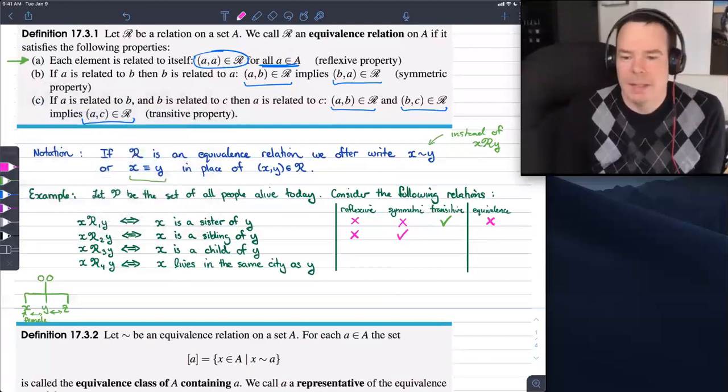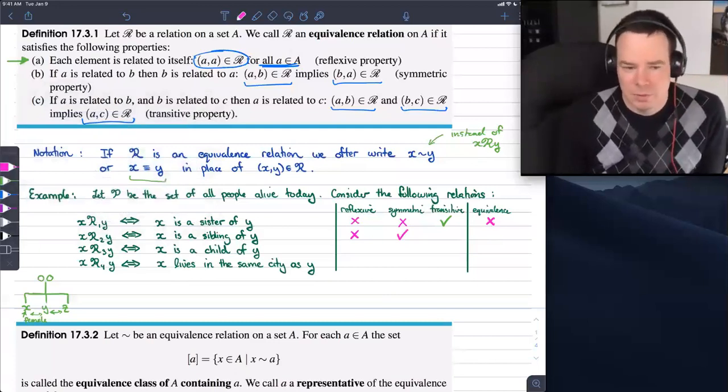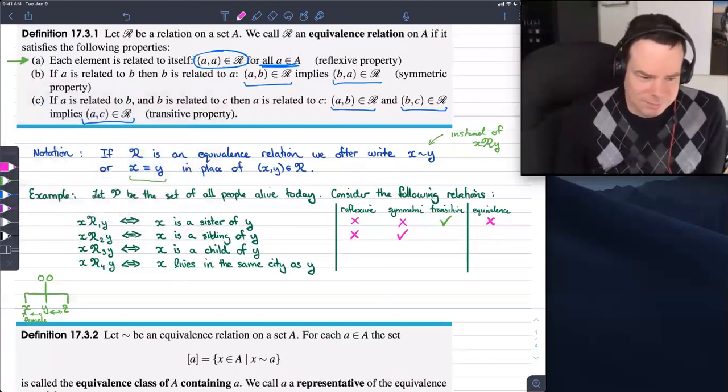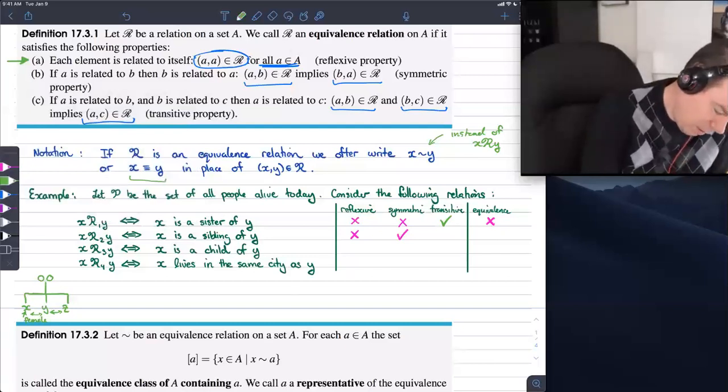Okay, how about transitive? If X is a sibling of Y and Y is a sibling of Z, is X a sibling of Z? Yeah, we're going to say yes here. Oops, I should have put this one in green.